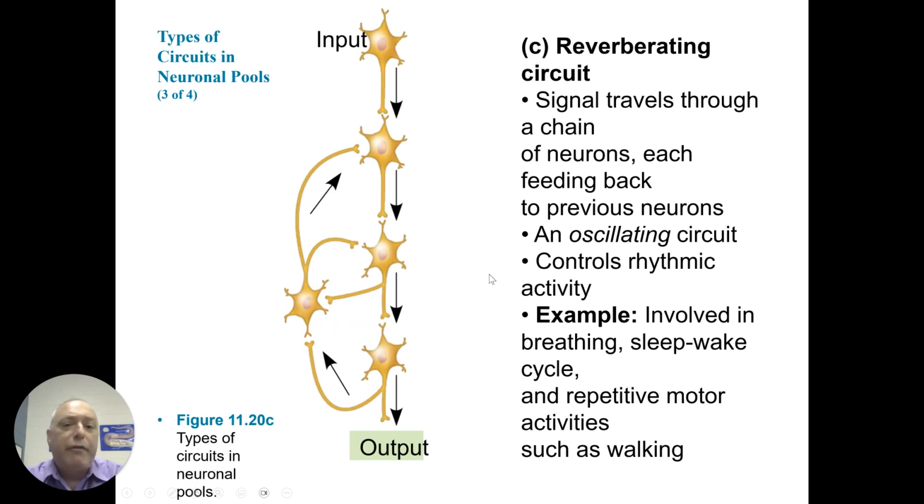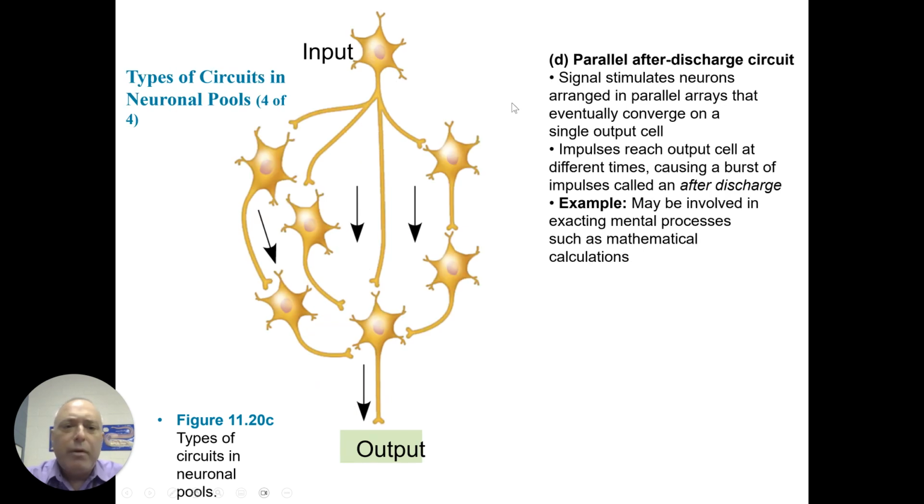And then there can be reverberating circuits where you can get amplification or oscillation. Examples might include breathing or the sleep-awake cycle, or during repetitive motor activities such as walking. There are parallel after discharge circuits where you have parallel neurons that are activated by a certain input, and these produce a various output.